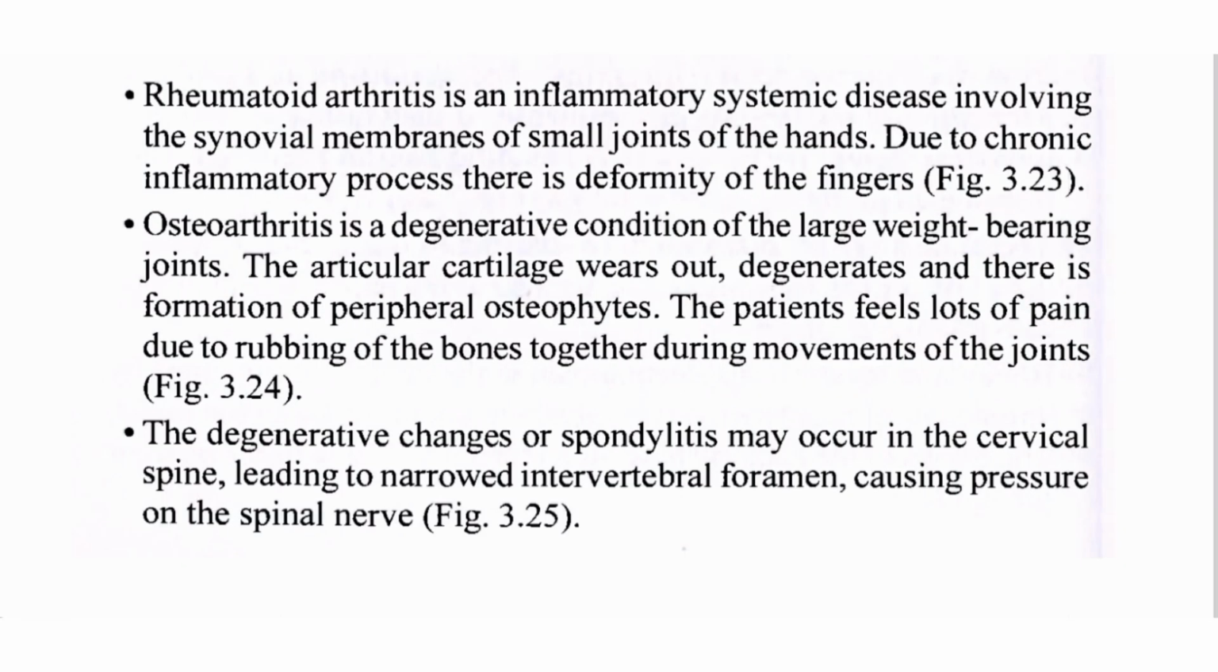Next is rheumatoid arthritis and osteoarthritis. So arthritis is simply the swelling of the joints, the inflammation of the joints. And it is of two major types. One is rheumatoid arthritis and the next is osteoarthritis. Osteoarthritis is because of age, and rheumatoid arthritis is because of autoimmunity.